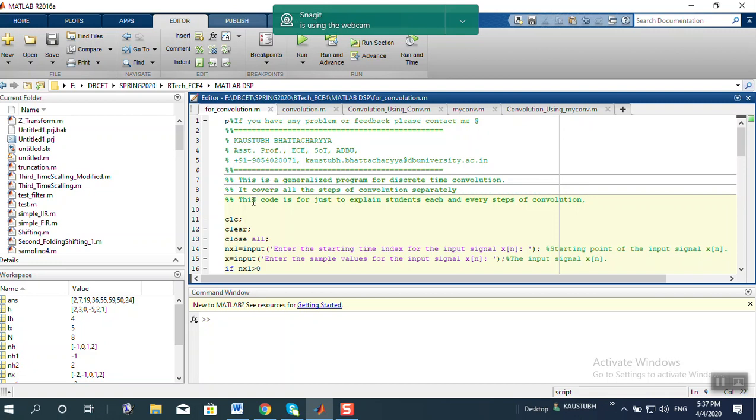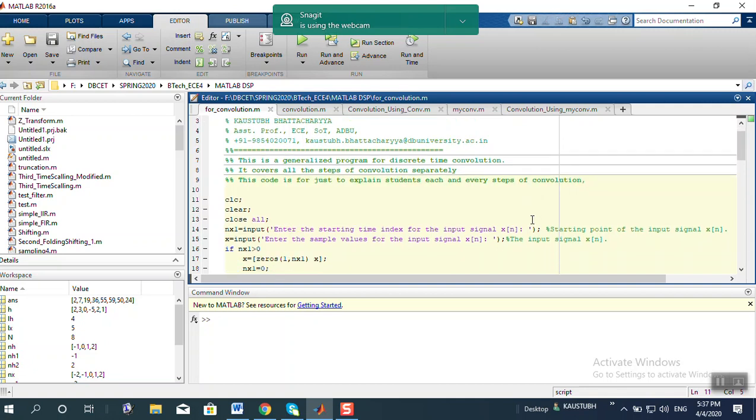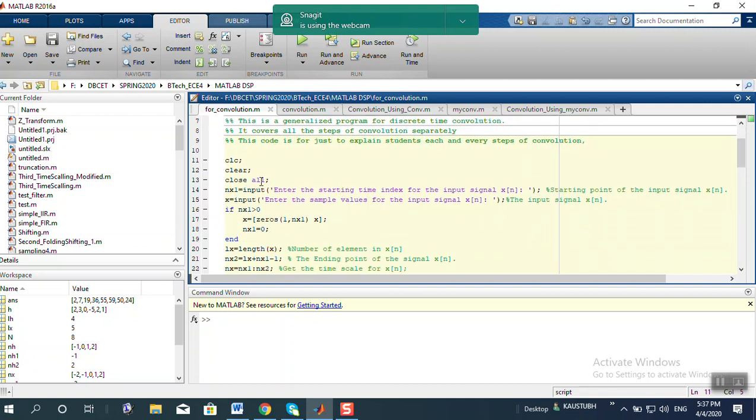That is why I have written one comment line here that this is a generalized program for discrete time convolution. It covers all the steps of the convolution. And also I mentioned here that this code is just to explain to the student each and every step of the convolution. Later on I'll make it short. Okay, so clc, clear all, close all.